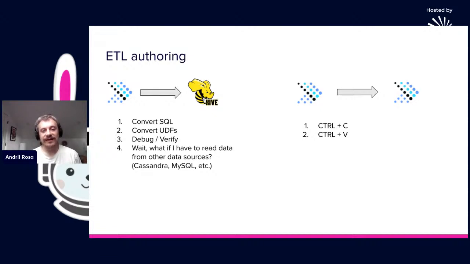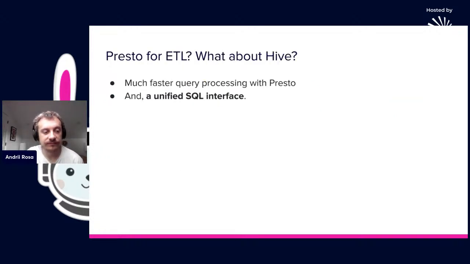So the solution of running these scheduled batch jobs in Presto came out pretty naturally, because the only thing you need to do is basically just copy your interactive query, paste it into a batch scheduling tool, and you're pretty much done. So basically the second, as I said, not less important reason for running ETL in Presto was a unified SQL interface for both interactive querying and batch processing.